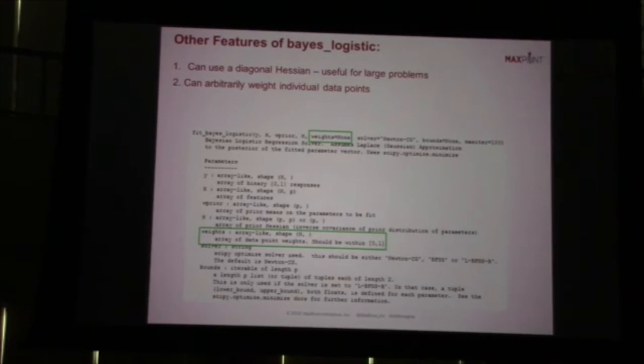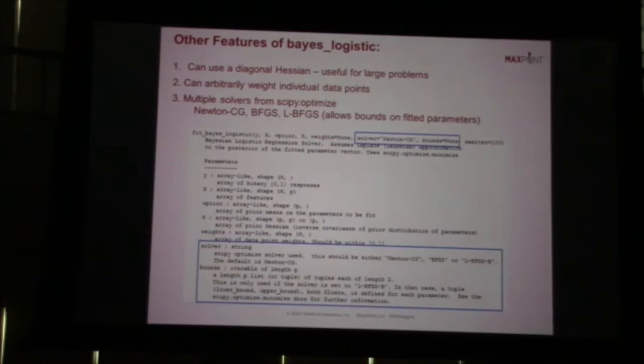So you can actually arbitrarily weight individual points. There's a bunch of different solvers as well. This thing actually wraps SciPy optimize. You can do something else if you want; the equations are the same. Right now we just have in there Newton conjugate gradient, BFGS if you don't want to use a Hessian, and L-BFGS-B if you want something that's a bounded solution. And you could go into the code and modify it and use whatever you want if you care to.